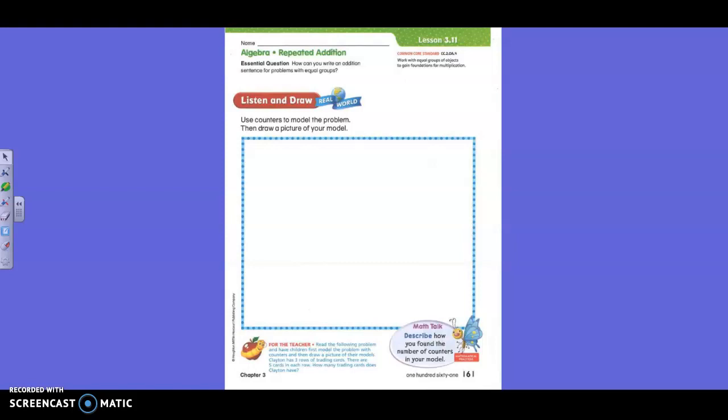Second grade, today we are going to write equations using repeated addition to find the total number of objects in an array. Okay, it says use counters to model a problem and then draw a picture of your model. We're going to draw counters if that's what we're going to do, okay? Here is our story.